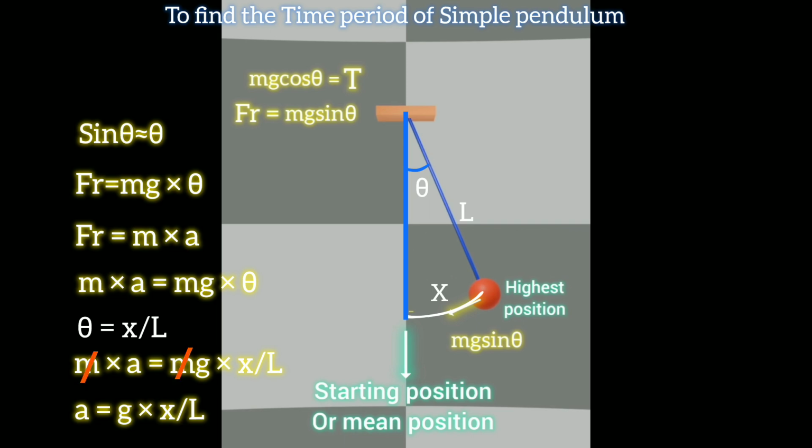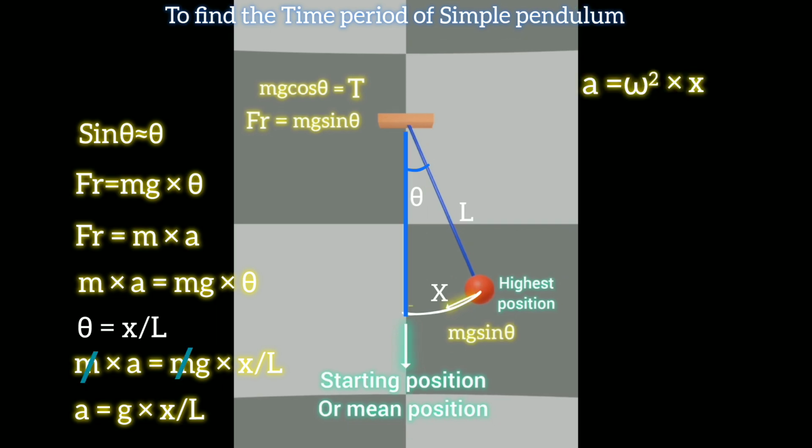Connecting to simple harmonic motion, acceleration also equals omega square times x, from simple harmonic motion. Equating the two, we get omega square x equals g times x/L. Therefore, omega is equal to root of g by L.